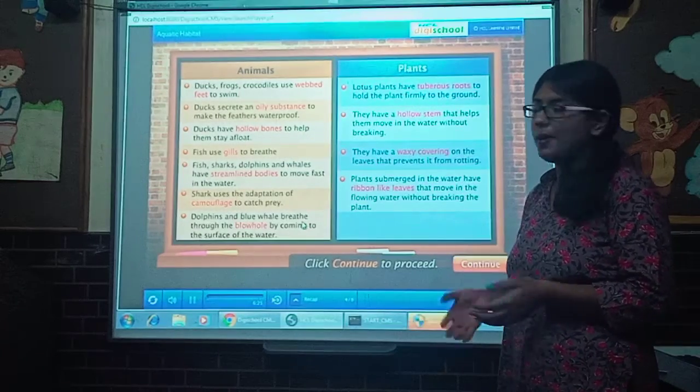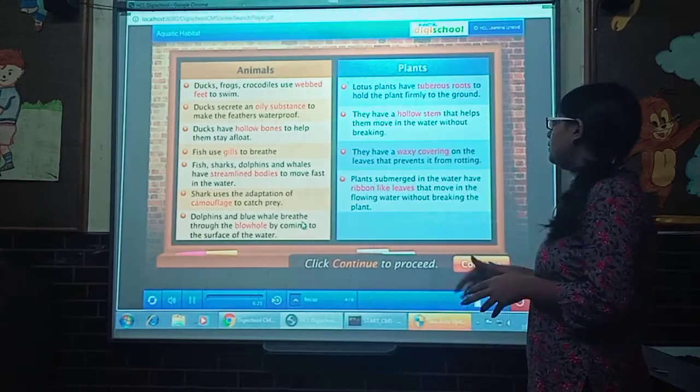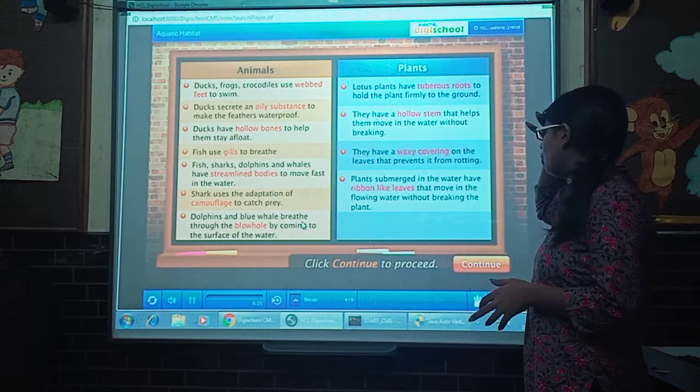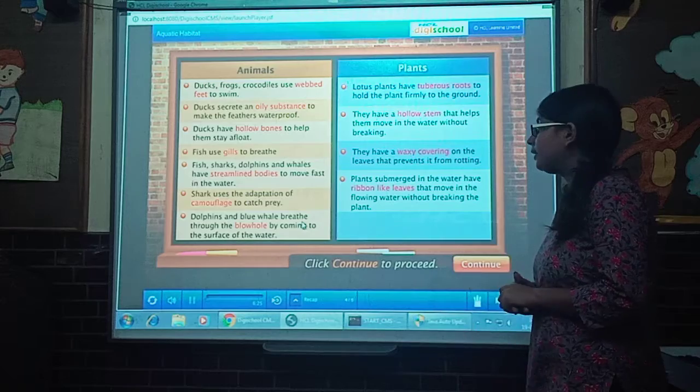Plants submerged in the water have ribbon like leaves that move in the flowing water without breaking the plant.